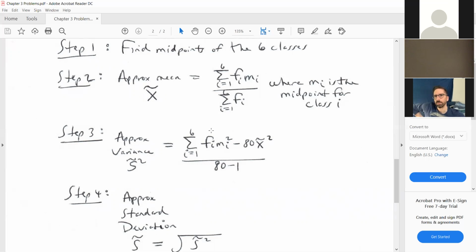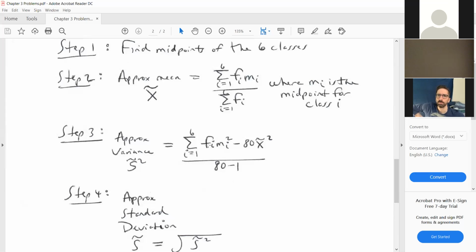The numerator here is an easier way to calculate the sum. With the original formula, you would have to take the deviations of each midpoint from the approximated mean, square them, and then multiply by the frequency. It looks complicated, but what the book came up with is an equivalent formula for the numerator. It's equivalent.